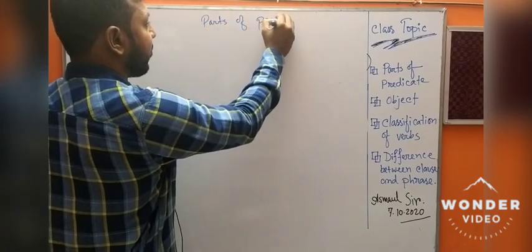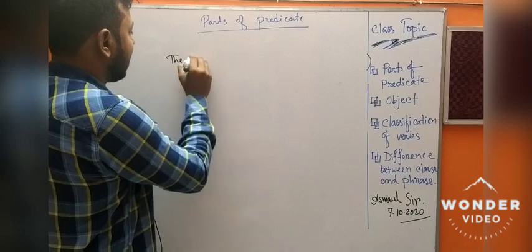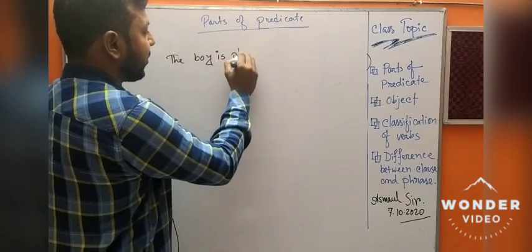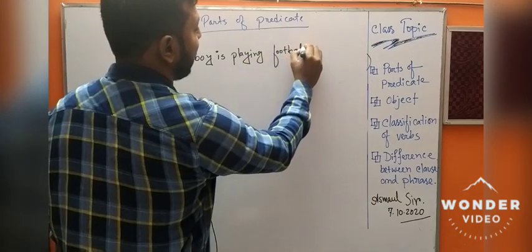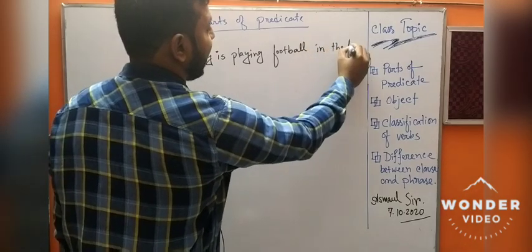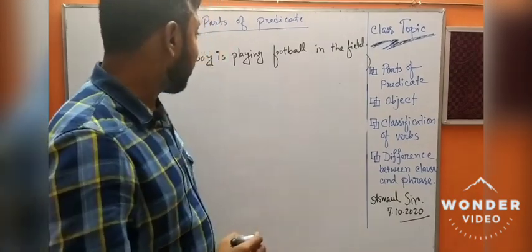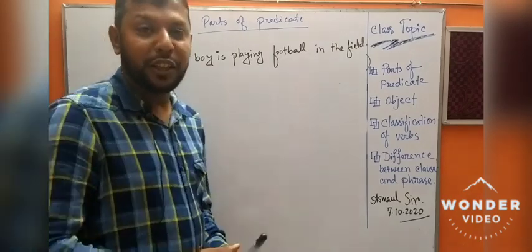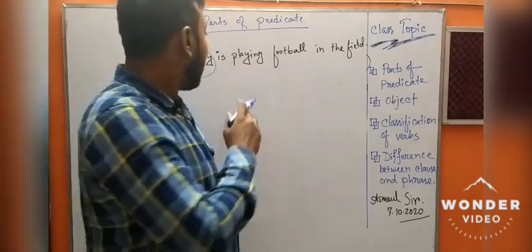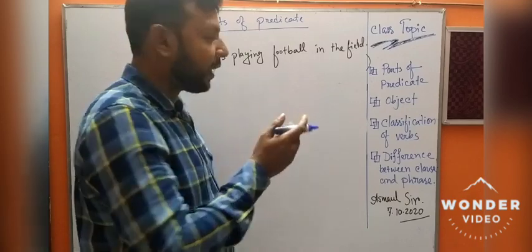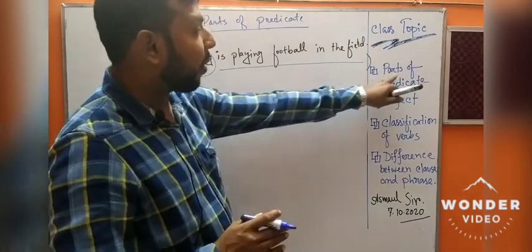Parts of predicate. The boy is playing football in the field. If I ask my students which one is the subject, you must answer the boy is the subject. And which one is predicate? It is very easy. Is playing football in the field. So, my discussion is parts of predicate.